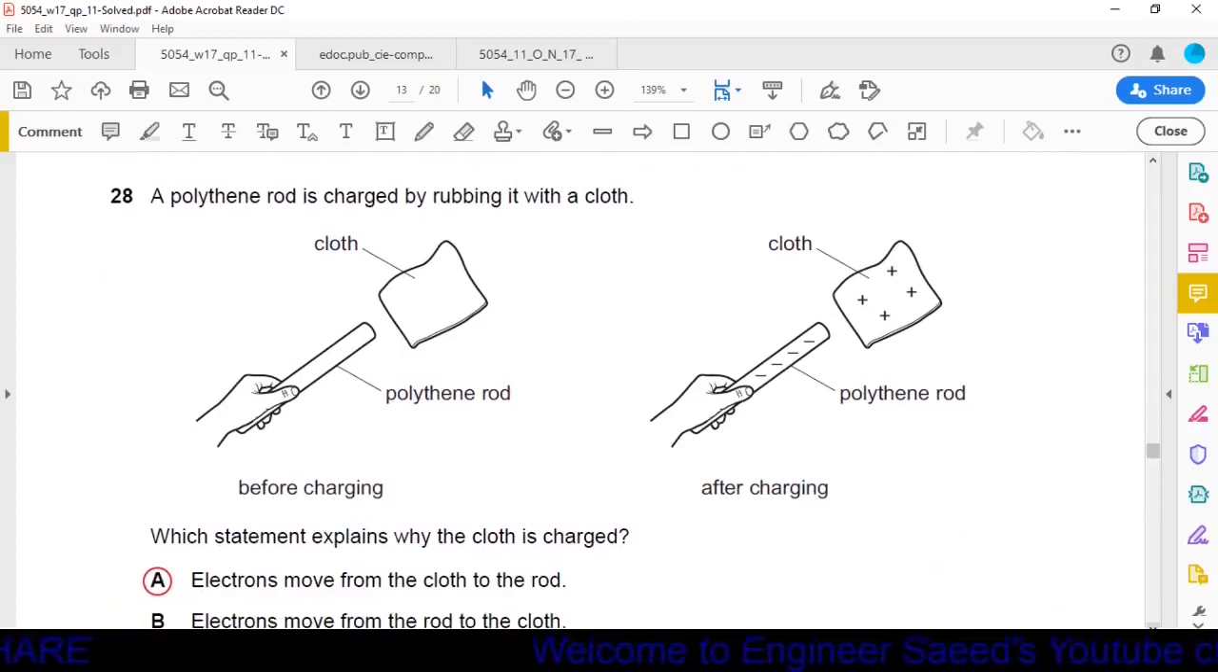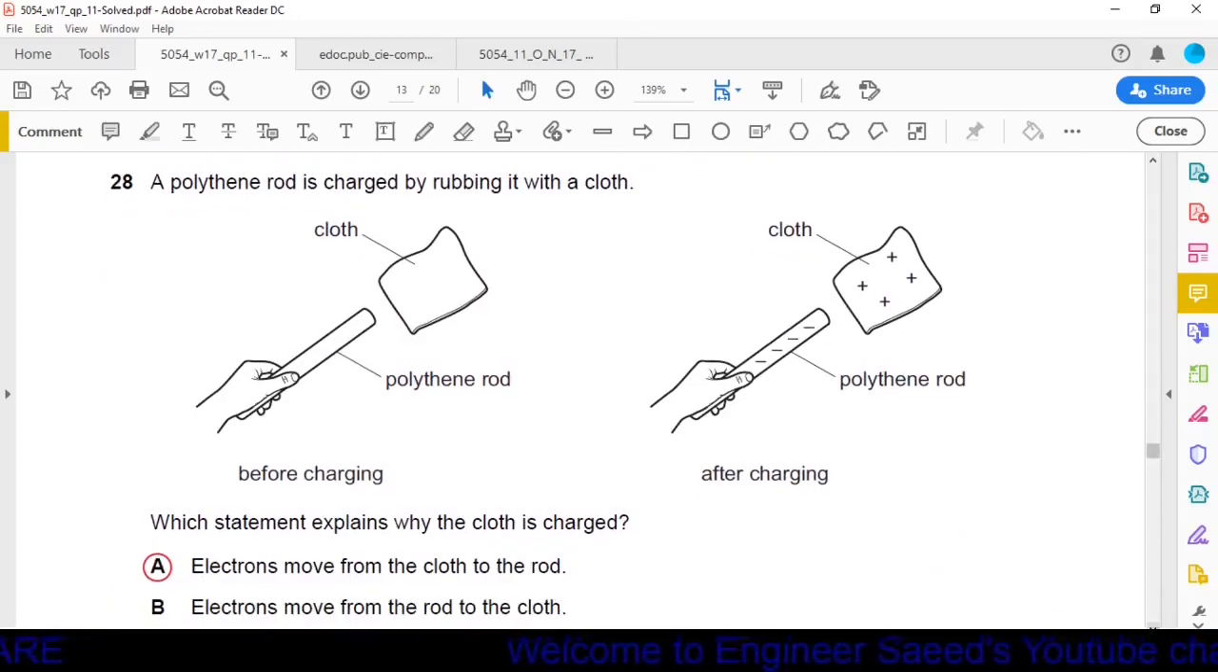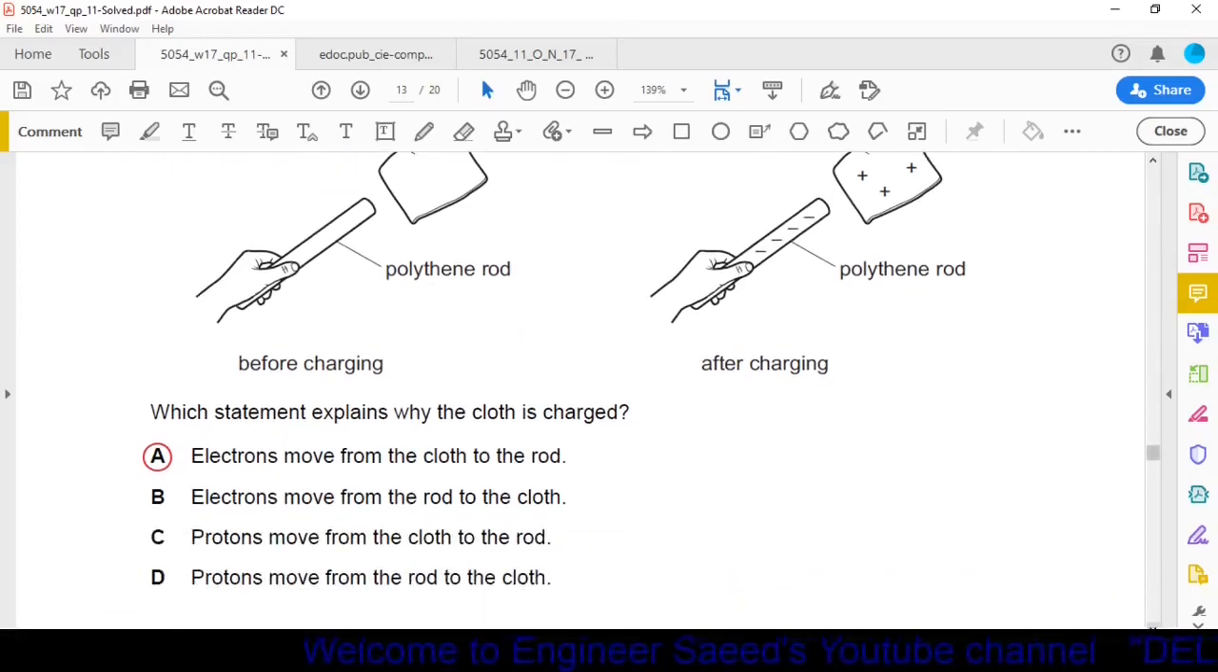Question number 28. A polyethylene rod is charged by rubbing it with a cloth. Here we have a cloth piece and it is rubbed with the polyethylene rod, and after rubbing it will be charged. Here we are looking at the polyethylene rod, there is a negative charge. On the cloth piece there is a positive charge. Which statement explains why the cloth is charged?